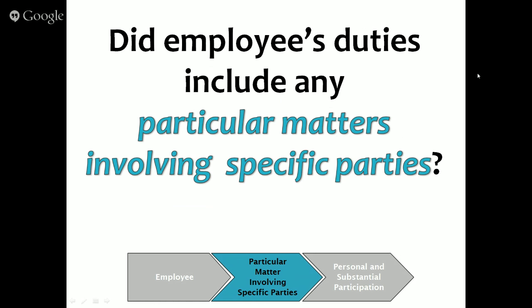What 207A1 is concerned about is prohibiting an employee from making post-employment communications or appearances with the intent to influence that are in connection with these things we call specific party matters that they actually participated in while they were government employees. So the key piece of information that we need to give post-employment advice is we have to know, did the employee work on any of these specific kinds of matters, these particular matters involving specific parties? Because if they didn't work on specific party matters, there is no 207A1 or A2 restriction.